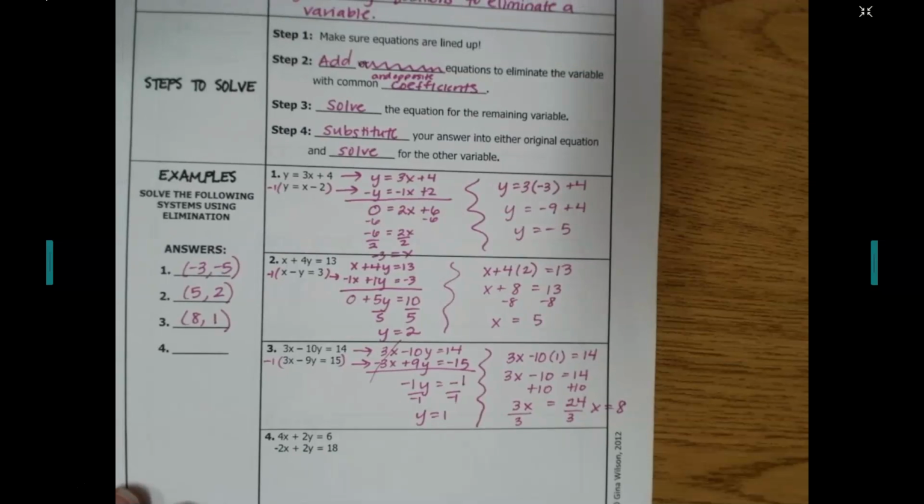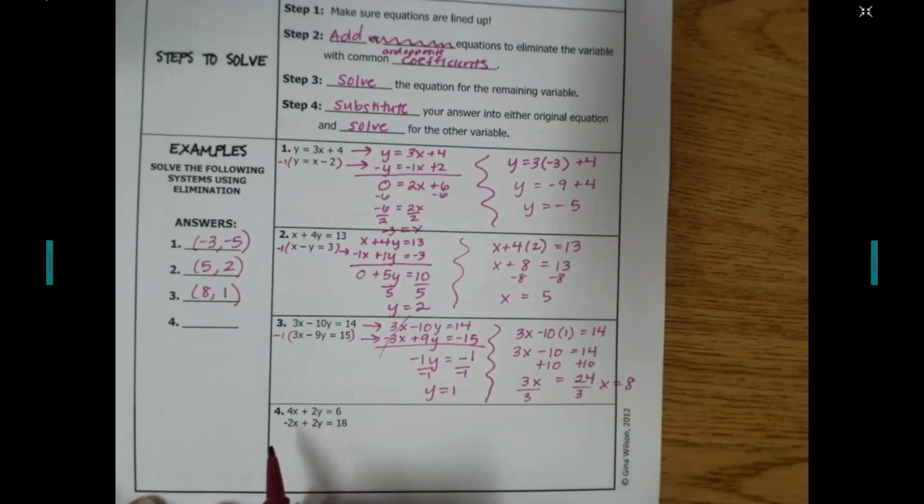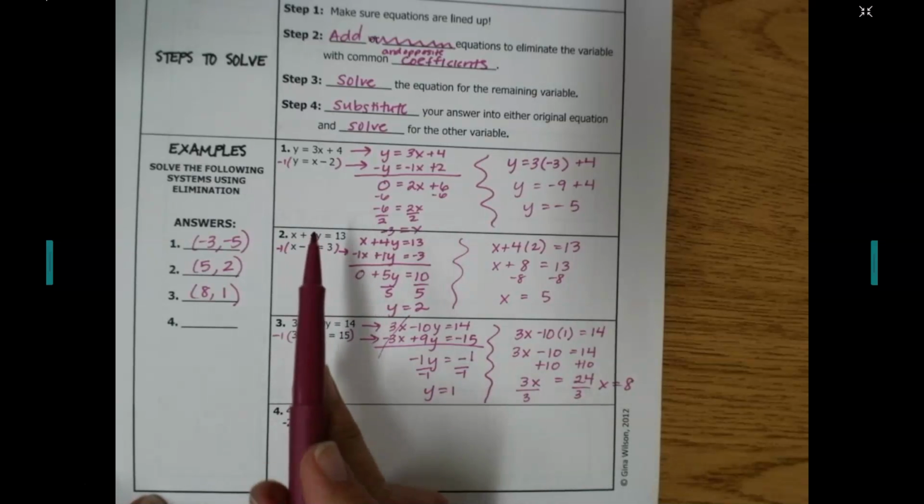All right, let's look at the next one. See if you can do this. Pause the video and see if you can solve this one out on your own. Okay, I need some help on the first step. So I want the same number but opposite signs, right? So I can multiply by anything. I've been multiplying by -1, haven't I?